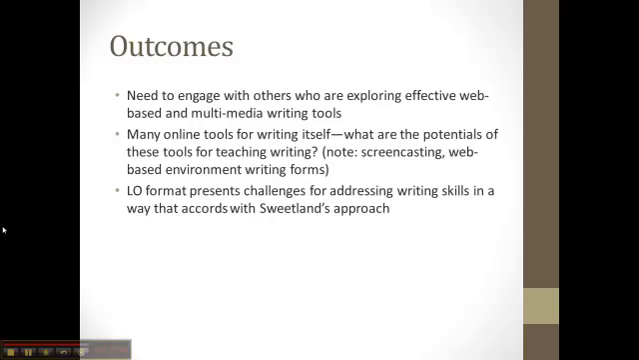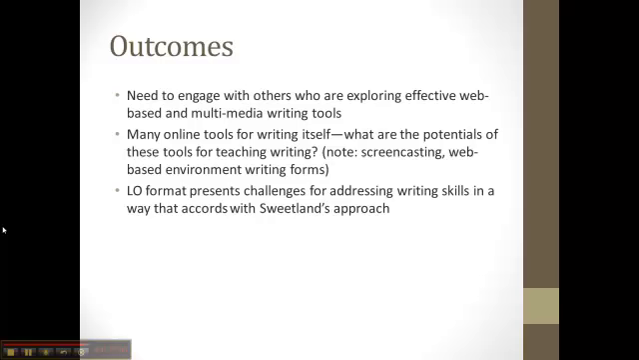There are also many tools online for doing writing, and we see one of our tasks as thinking about how these tools for doing online writing can then become part of the teaching of writing as well. So things like Google Docs and blogs and things like that.